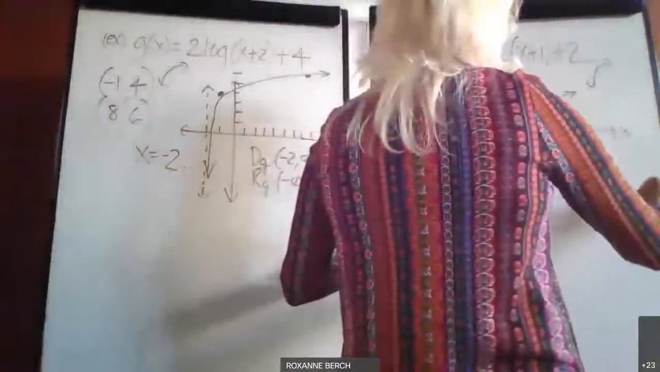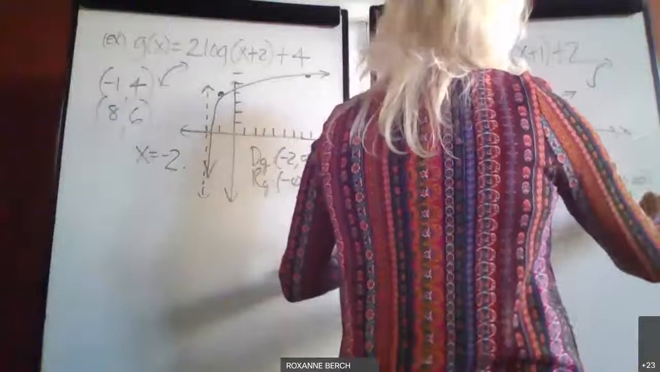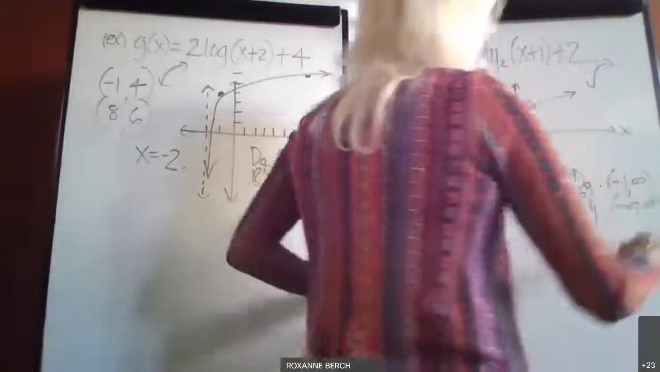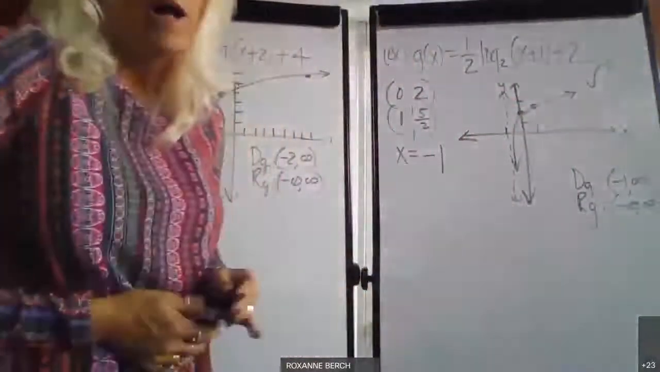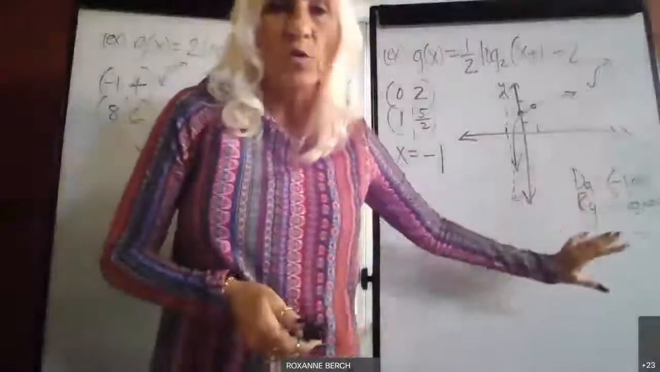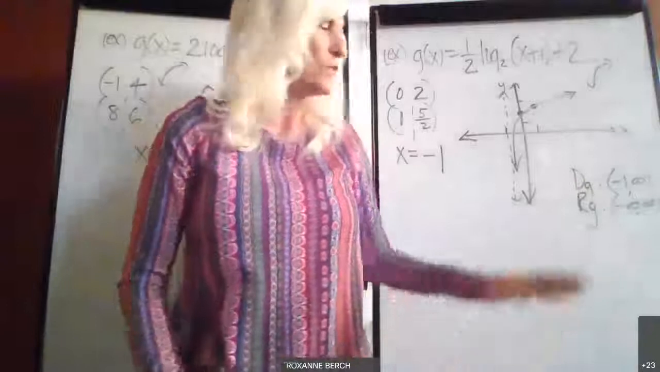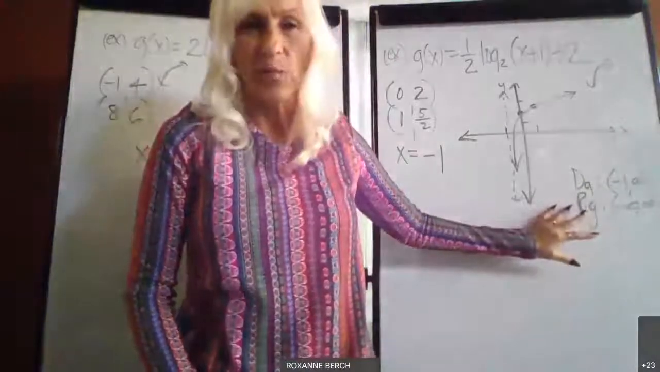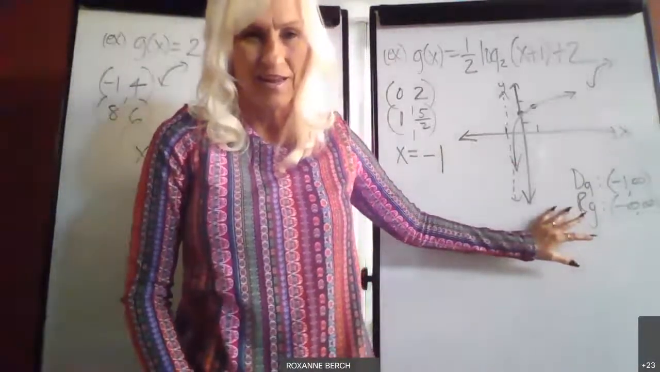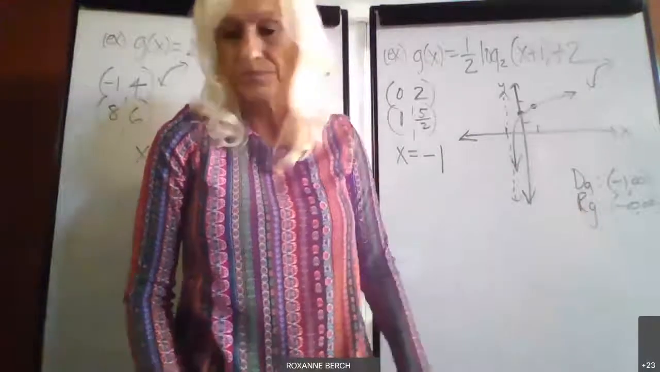So your domain would be open on -1 to the right. Range is all real numbers. And remember what I said about that? The domain and range switch from exponential growth and decay. If you remember all the growth and decay, the domains were -infinity to infinity. They just switch now.